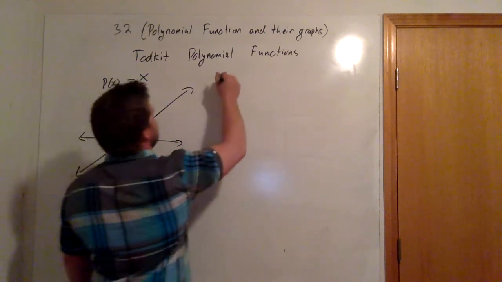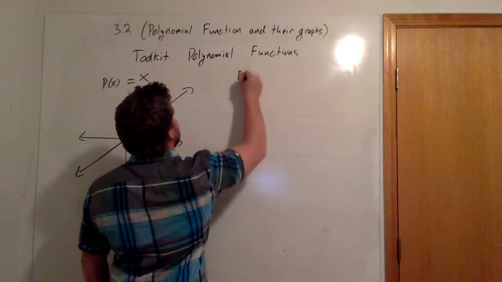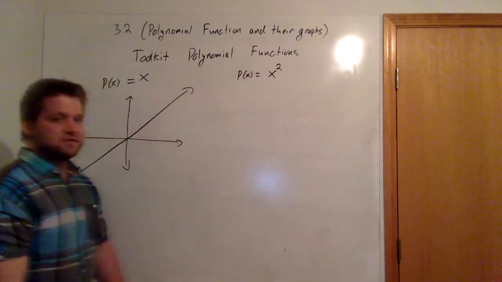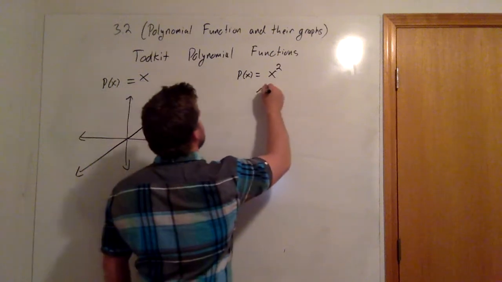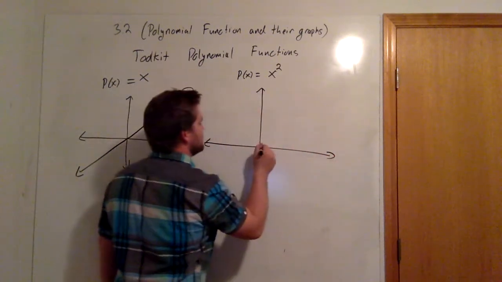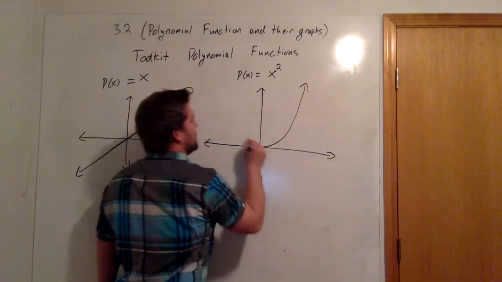The next one is, let's say we have that p of x is equal to x squared. Hopefully you know what this one looks like. This is a parabola.